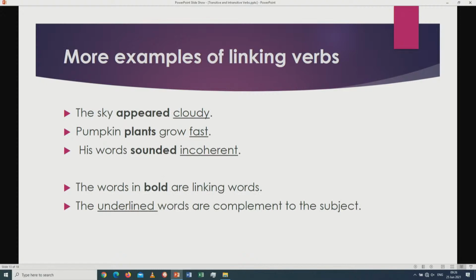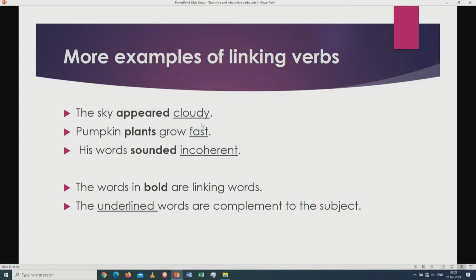Next, more examples of linking verbs. The sky appeared cloudy. Who or what? The sky. Appeared, it's your verb. What did it do? This is not really something that can be done. So it's a linking verb, right? And then cloudy is a complement of the subject, right?